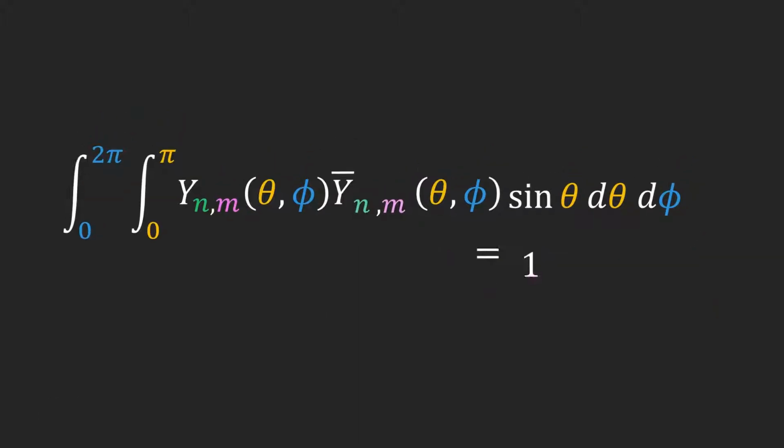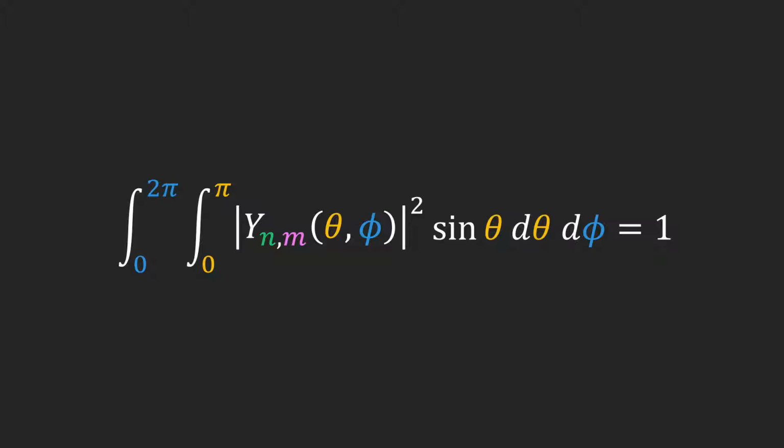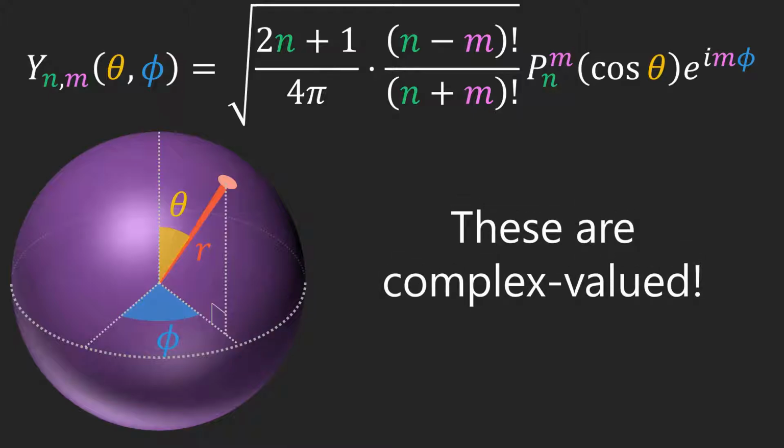By the way, stated another way, we know from complex variables that the product of Ynm and its complex conjugate is the square of its magnitude, so this integral comes out to 1 as well. To get a better feel for these spherical harmonics, we'd like to plot them in spherical coordinates, taking r as a function of theta and phi. However, keep in mind that these functions are actually complex valued.